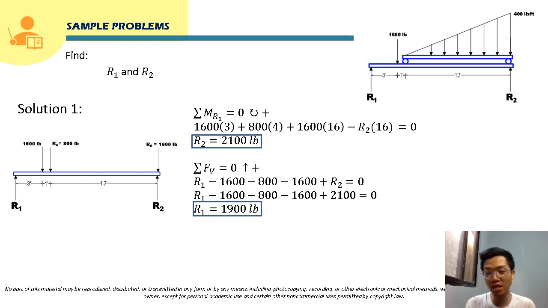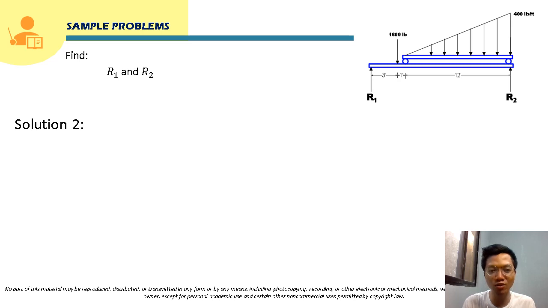So this will now be the answers for this problem. Again, you can sum up moment at R2 so that you can check if this R1 is correct. So you can use that for checking. We can also use solution 2 to solve this problem. For solution 2, we can resolve directly this triangular load into its equivalent concentrated load.